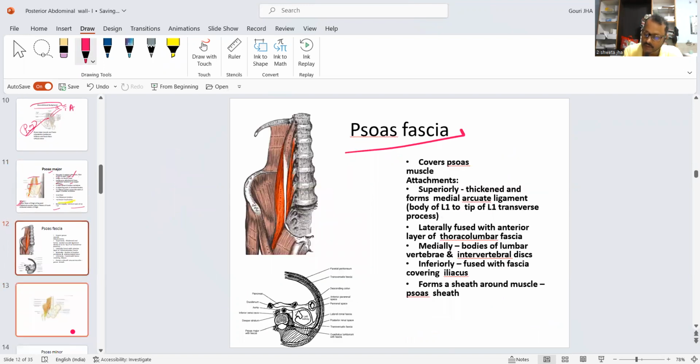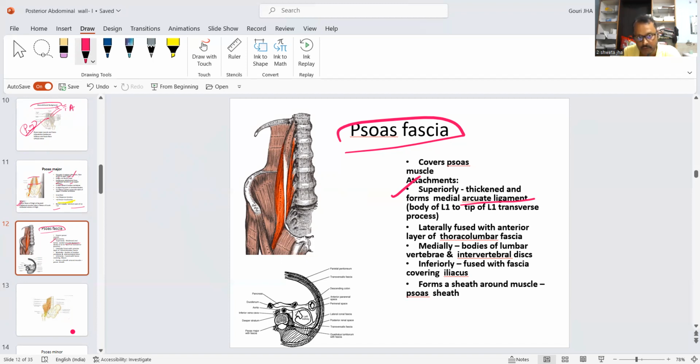Then we have got the psoas fascia. Any muscle is being covered by fascia. We already know it covers the psoas muscle. Its attachment is very important because it is attached to the thickened medial arcuate ligament. We have seen the medial arcuate ligament and the lateral arcuate ligament.